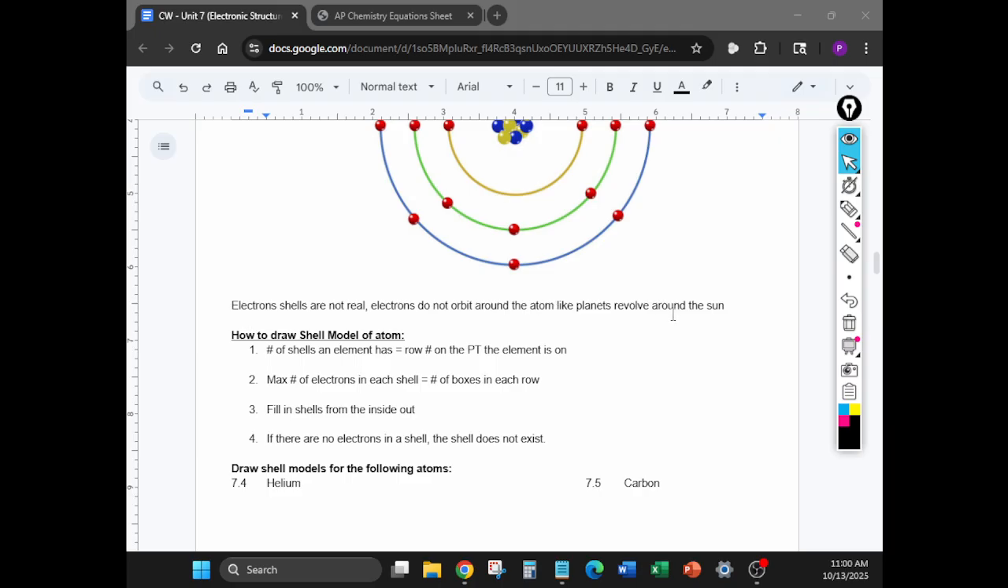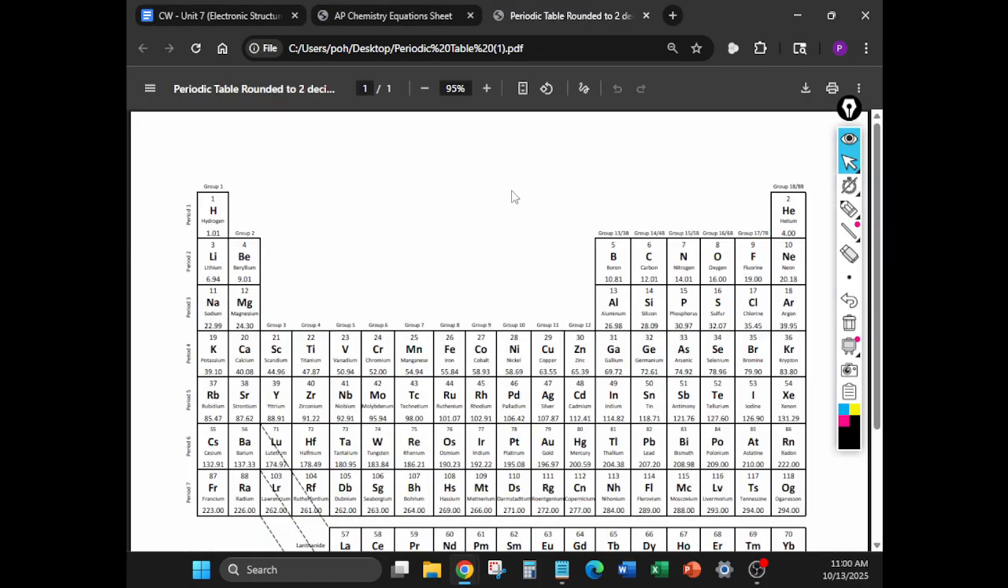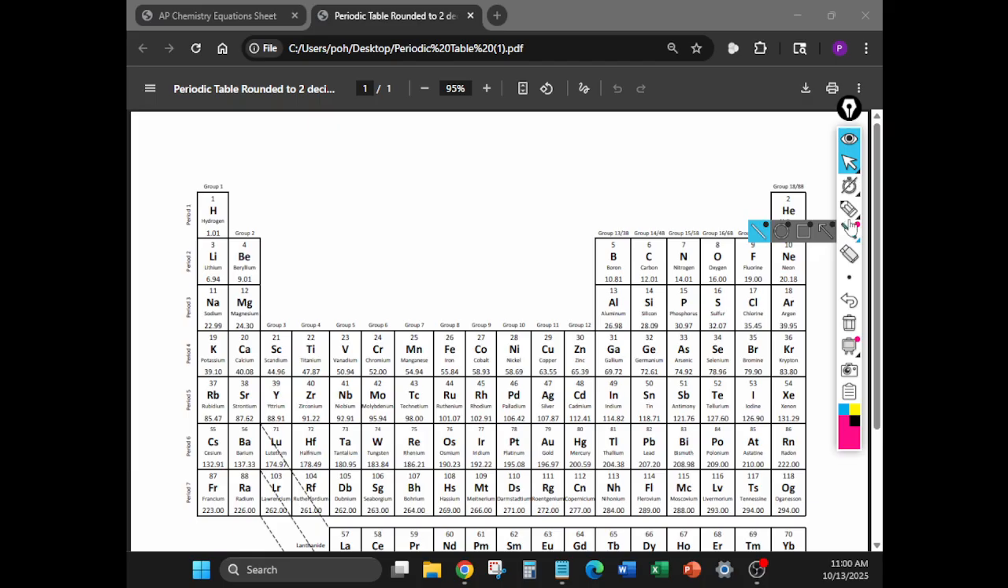All right, so we're going to learn how to draw these shell models, though, because it does help us visualize these things. So it's very simple. If you guys have your periodic table, take out your periodic table. I'm going to go through it very briefly, but there are a couple of rules that we need to know for drawing these shell models. Okay. And I think it's easiest to learn just by drawing them. So we're going to start with a couple examples. Okay, so we're going to start with 7.4, and we're going to draw helium together. Okay, so write number 4, helium.